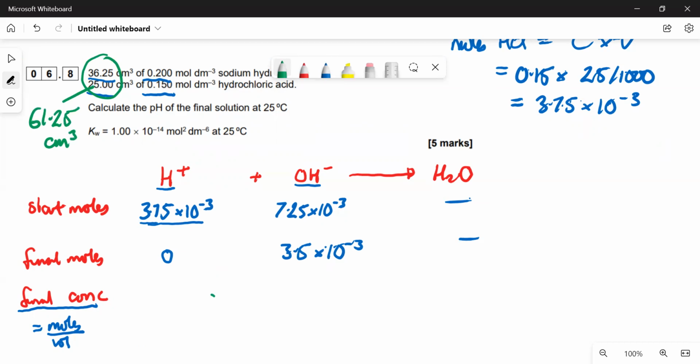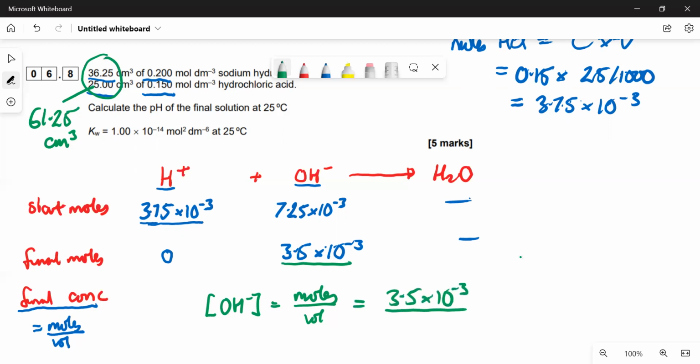So let's do our OH minus concentration then. So moles over the volume. The moles is 3.5, we worked out there, times 10 to the minus 3, divided by the volume, 61.25 over 1,000. Volume in dm cubed, and that gives us a value of 0.0571 mole per decimeter cubed.